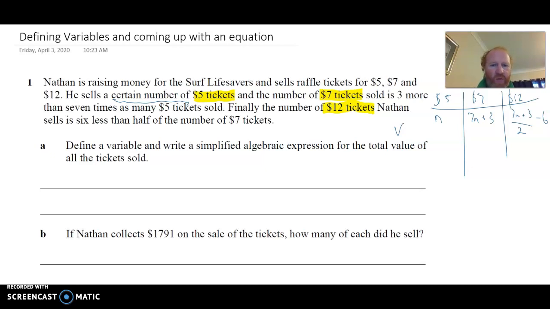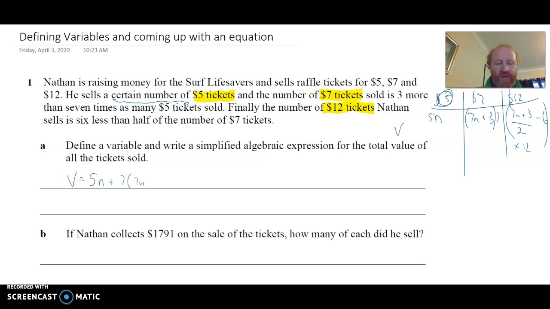Define a variable and write an equation for the total value. Well, in each case, the value is going to be the number at the top multiplied by that. So in this case, 5n. In this case, all of that multiplied by 7. And all of that times by 12. It's messy, but we can write it out straight away in that form. And if we really feel like it, we can simplify it later on.